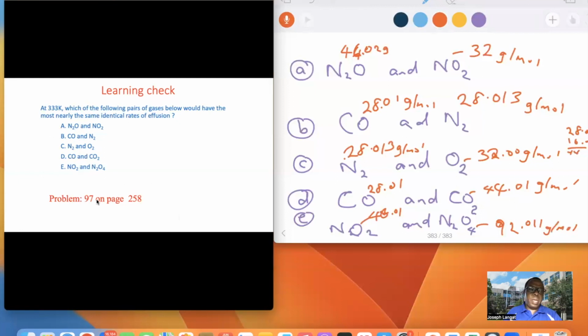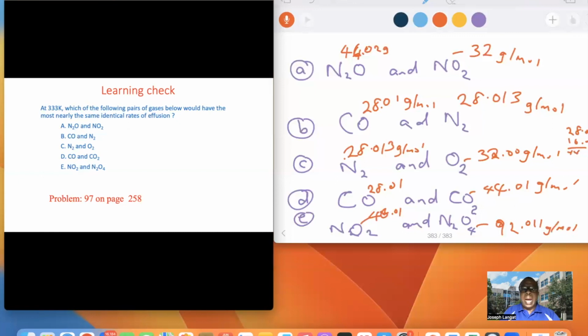Please look at page 258, problem number 27. It will just walk you through. Please look at the solution at the back of the text on the rate of effusion and how you can qualitatively come to a conclusion on which one will move faster and which one will move slower.